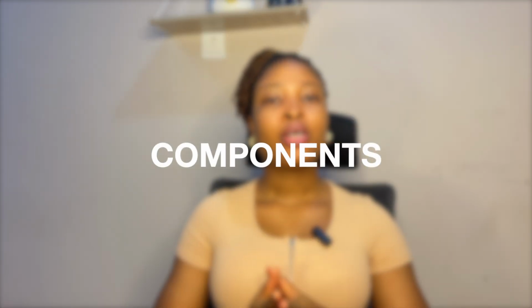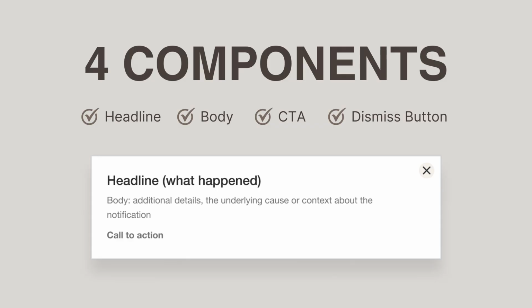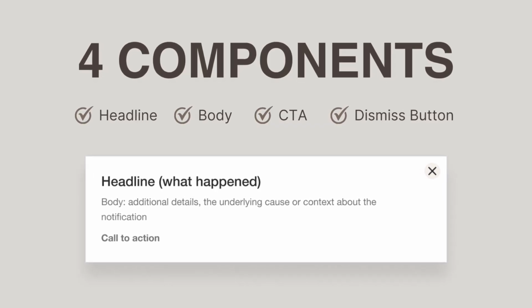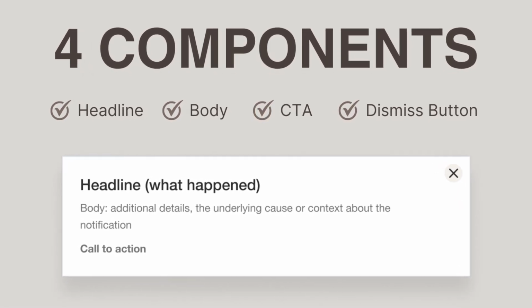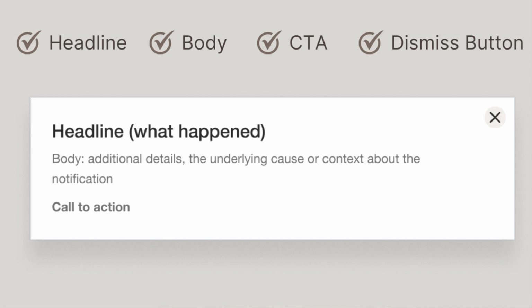Let's talk about the anatomy of a notification. A notification can be divided into 4 major components. And I'm not saying that all notifications have these 4 components, but in any notification you receive, you will find at least 1 or 2 of these components. So basically, these components are the headline, the body, the call to action, and the dismiss button. For example, if you take a look at this screen, you're going to see this white card showing the headline, the body, the CTA, and the dismiss button. Basically, we're trying to say that a notification contains these components.